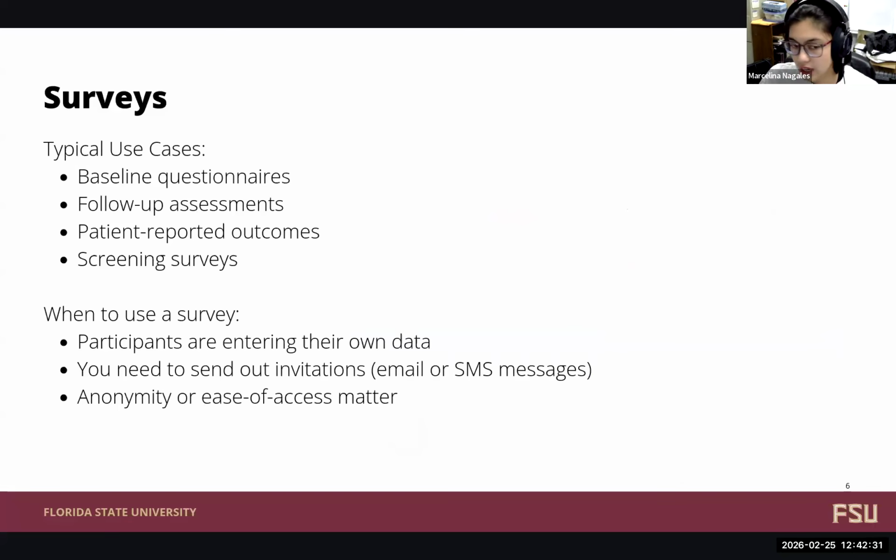If you're going to send this out to invite participants to complete the survey, either via email or SMS, it's easier to send out a survey link rather than a data form link, because they'll need to be a REDCap user instead. And there's the anonymous option: if you aren't collecting PHI data within a survey, there's some anonymity, as well as it's easier to access because you can just go to that public link.